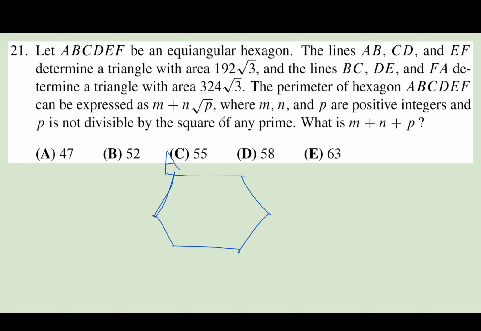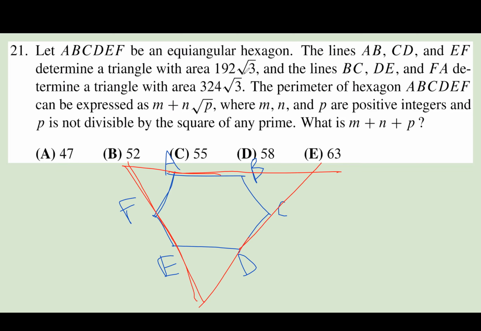All right, so I start by drawing a hexagon. It doesn't need to look like this, and it probably doesn't, but it's just the easiest to draw. I'm not going to try to draw a complicated pentagon, right? Hexagon. So at first, when I read this, I didn't understand what it meant when it says lines AB, CD, and EF determine a triangle with area 192 root 3. But then I realized that what they mean is if you take these lines and extend them out, you create an equilateral triangle with an area of 192 root 3. So the area of that triangle would be 192 root 3, the red one, right?